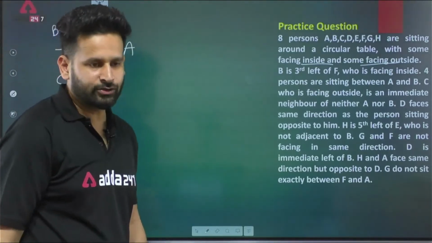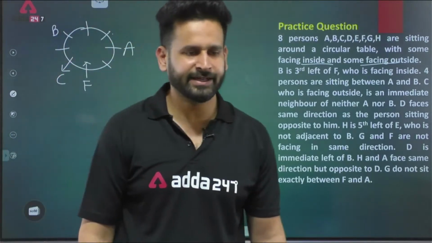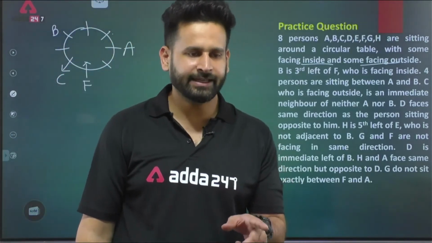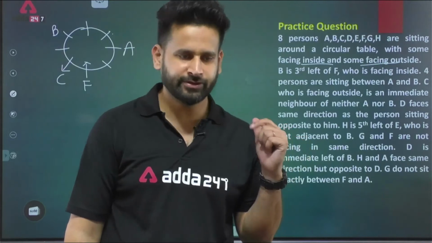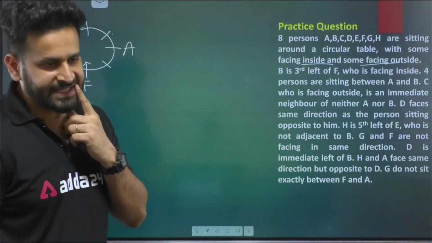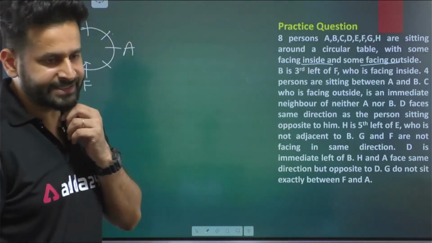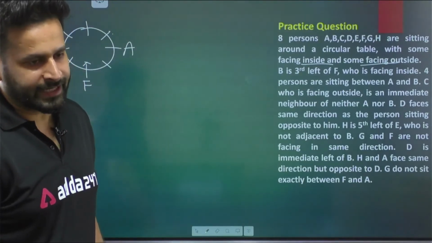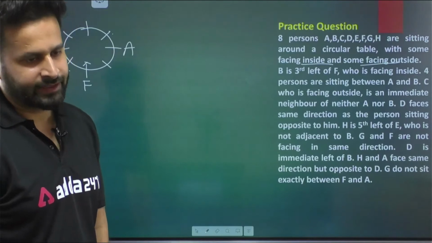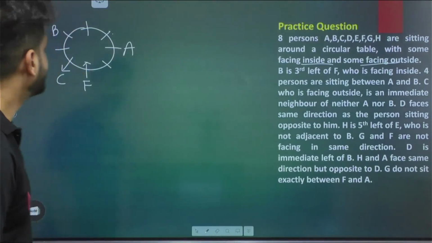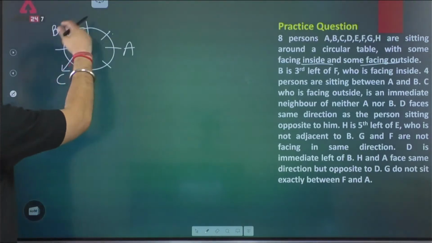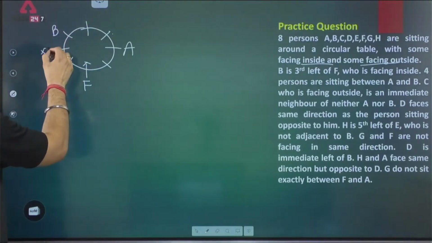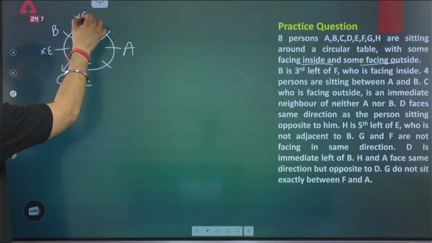C, who faces outside, is the immediate neighbor of neither A nor B. So that will be the place for C. After that, D is facing the same direction as the person opposite to him. H is fifth left of E, who is not adjacent to B. Now E is not adjacent to B, so here it will be a cross for E.